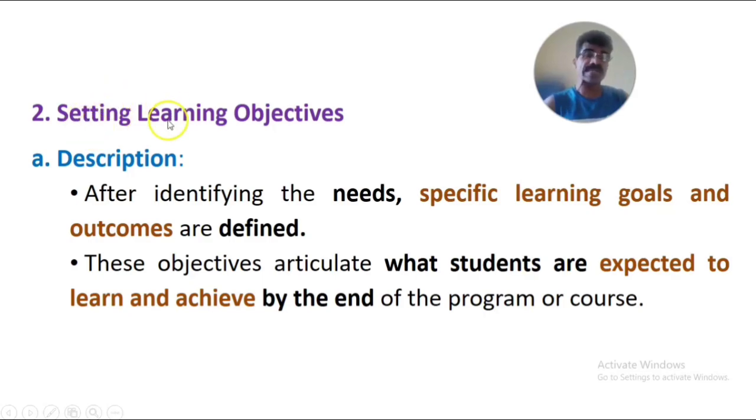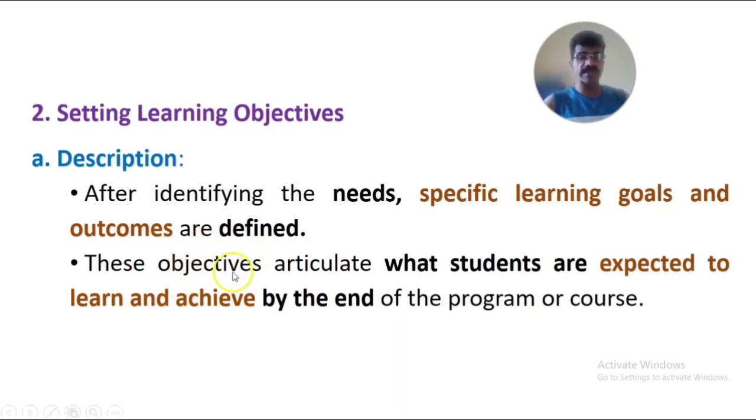The second step is setting learning objectives. After identifying the needs, the specific learning goals and objectives or outcomes are defined for the current B.Sc nursing program. These objectives have to articulate what students are expected to learn during this 8 semester program, and achieve by the end of the B.Sc nursing course.